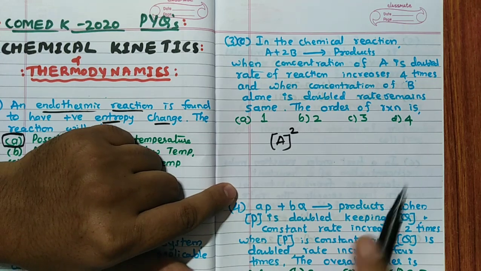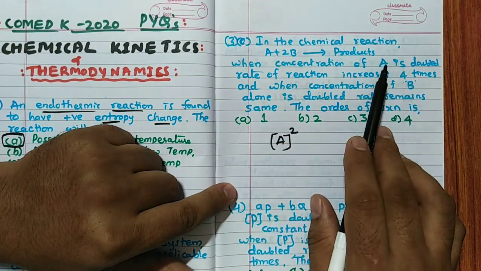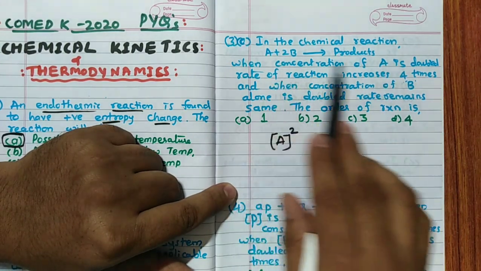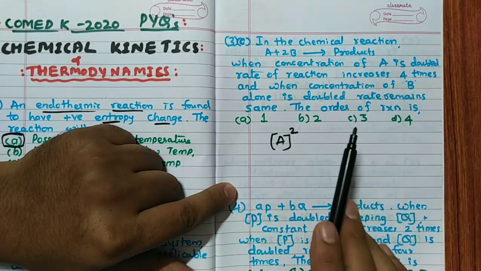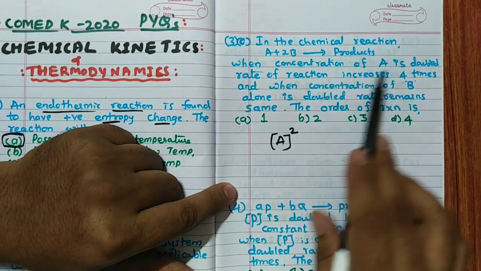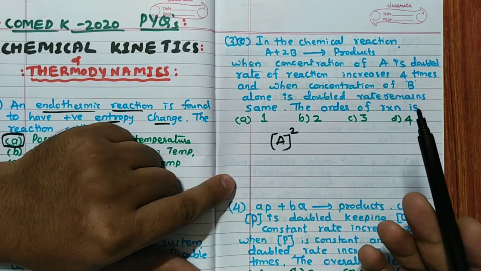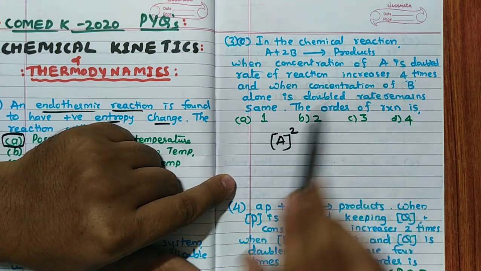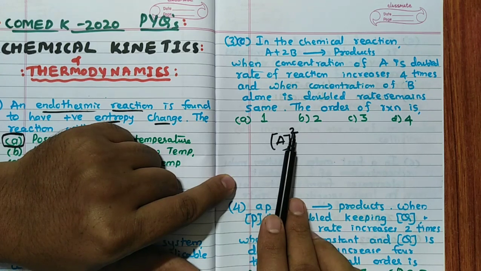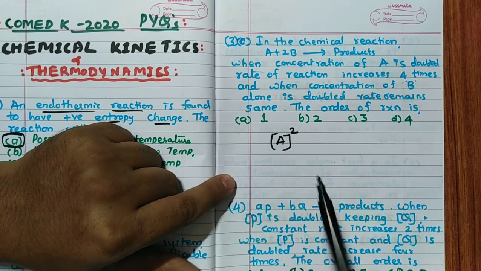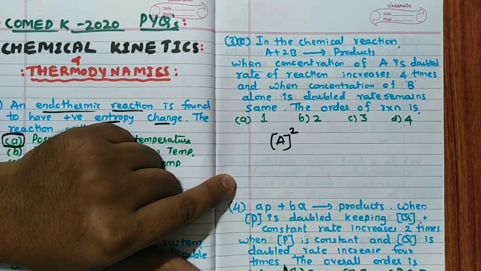Always remember, whenever concentration is doubled, they have not discussed B, so B is kept constant. When concentration of A is doubled, the rate of reaction increases 4 times, that is, 2 squared. So concentration doubled and it becomes 4 times, so A to the power 2. It is a second order reaction.